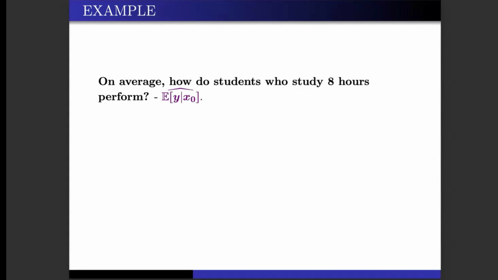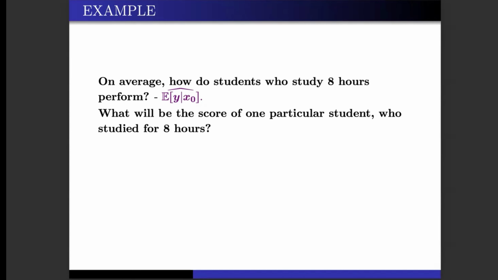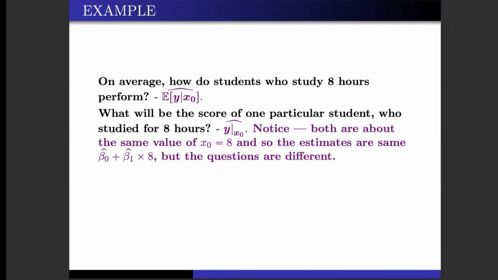So in this problem, we are trying to find the average score of all those students who study for 8 hours. Now imagine a student comes up to you and tells you that they study for 8 hours and asks you how much approximately they would score. In this case, you would find an individual value of y given x naught. But here's the thing, given the same value of x naught, both the estimates will give you the same answer. But if you look at the questions, both the questions are different.